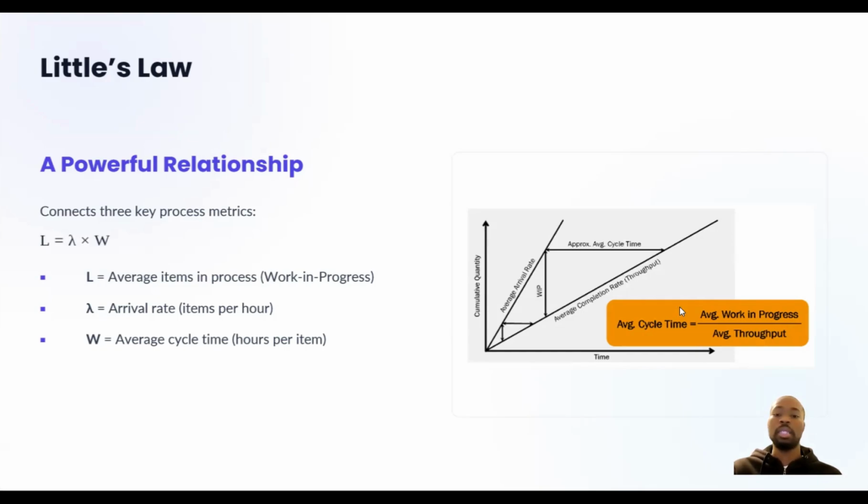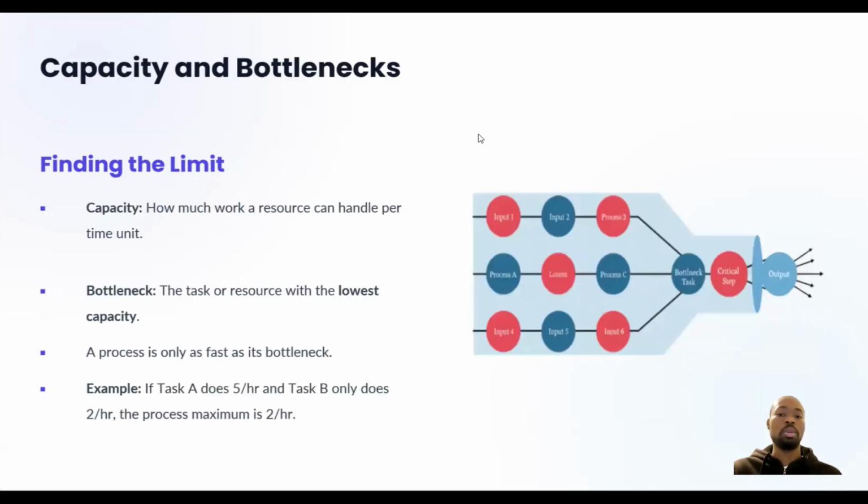And lastly, the chapter explains capacity and bottlenecks. Capacity refers to how much work a process or resource can handle per unit of time, and a bottleneck is the task or resource with the lowest capacity. That is, it limits the overall performance of the process. So if one task can handle 5 cases per hour and another only 2 per hour, then the process can't go faster than 2 per hour. So fixing the bottleneck usually yields the biggest performance gain.